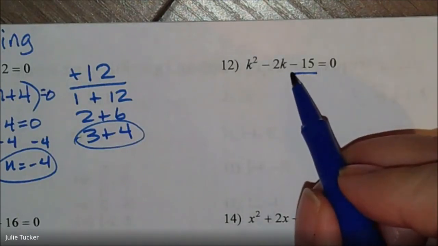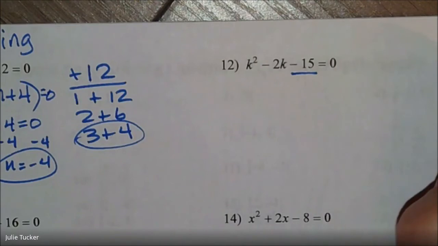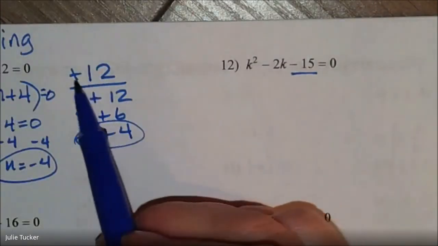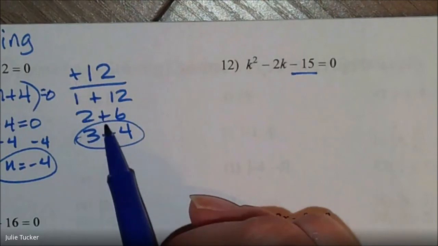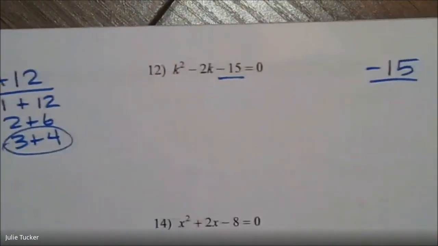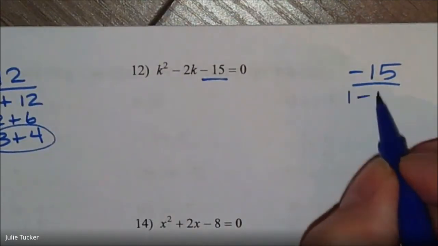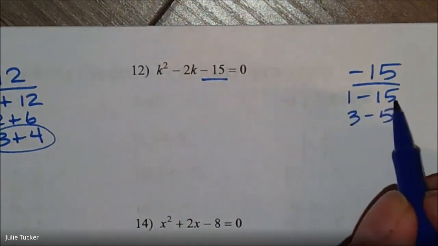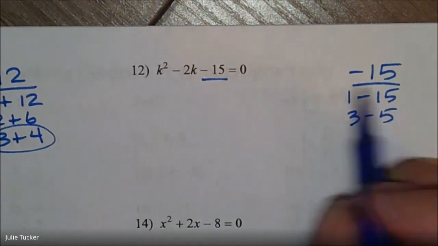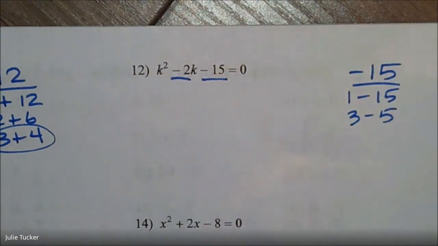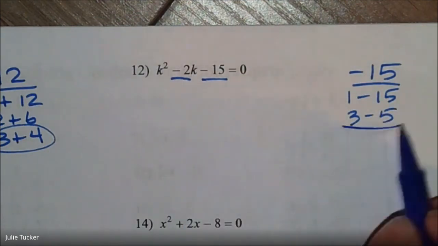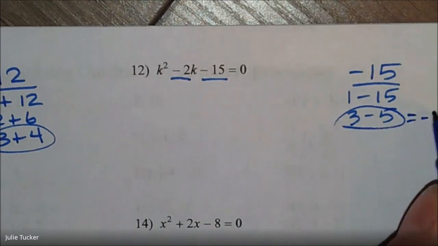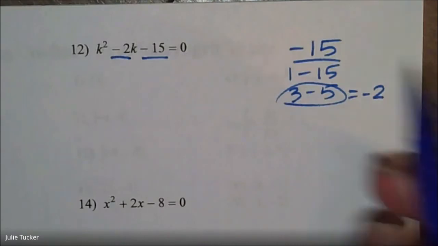So I'm going to take that number right there, and I'm going to write it over here. Now this one's negative. Since it's negative, instead of adding, you remember on this one I put down the positive and I added the numbers? Since this one's negative, I'm going to subtract. So I'm going to go 1 minus 15, 3 minus 5. Now 1 minus 15 is -14, but I want -2, so that's not going to work. But if I do 3 minus 5, that is -2, isn't it? So that's the one I want.